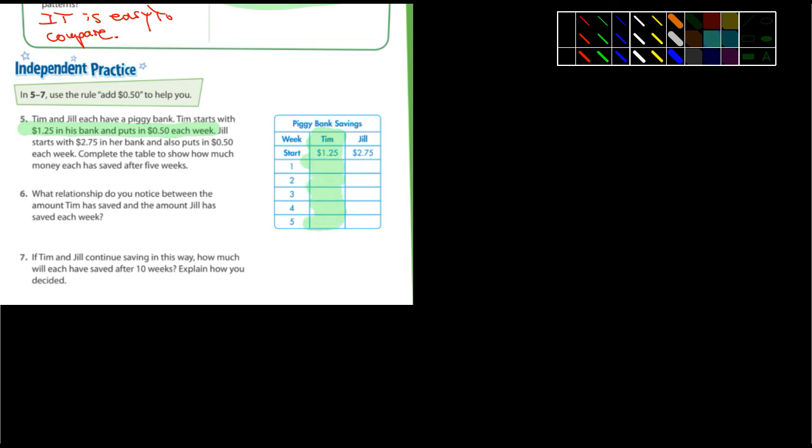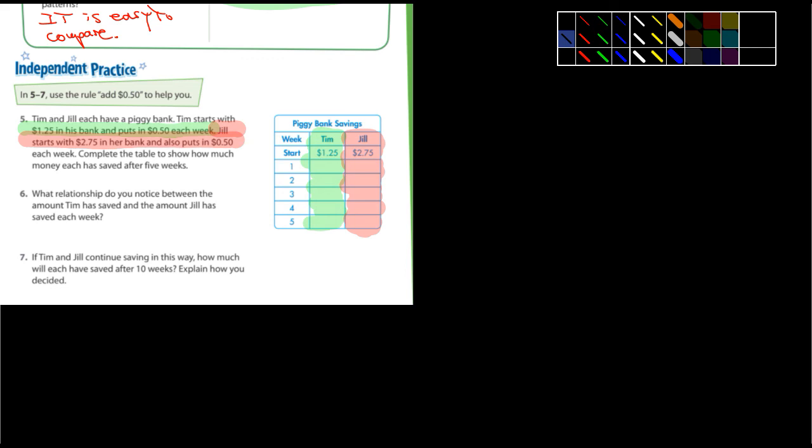Okay, and they even give us that information, put it in the first chart for us. Okay, then Jill starts with $2.75 and also puts in 50, and here's Jill. And complete the table to show how much money each has saved after 5 weeks. And so you can see the table goes to 5 weeks.